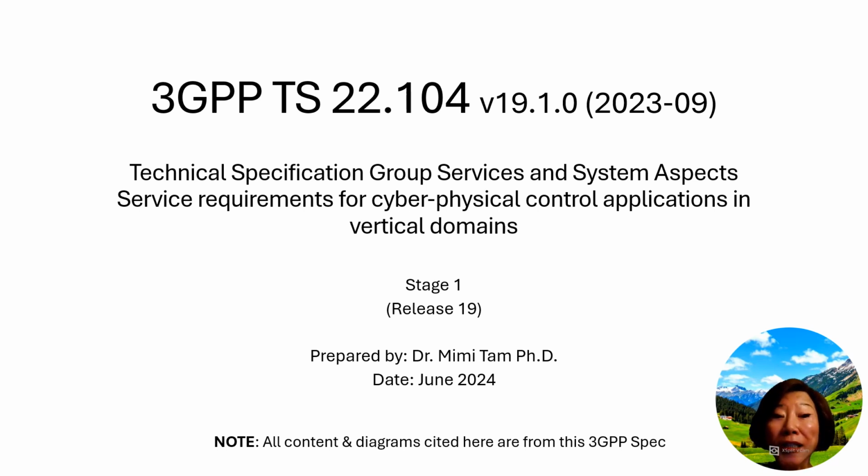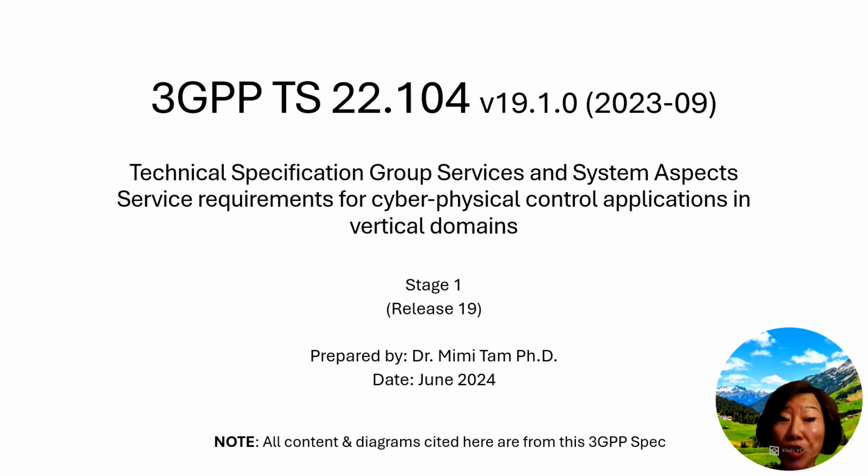The version 19.1.0 indicates it is part of release 19, which is focused on enhancing 5G capabilities for industrial and IoT applications. In the context of 3GPP specifications, release 19 builds upon the foundation laid by previous releases, particularly release 15, the first 5G release, and subsequent enhancements in release 16 to 18.